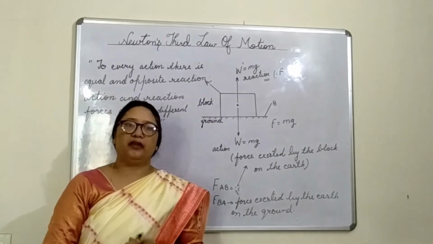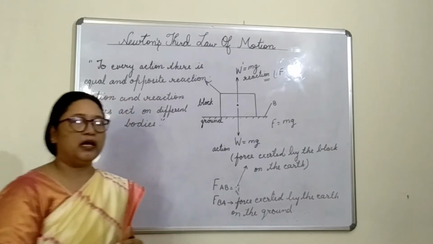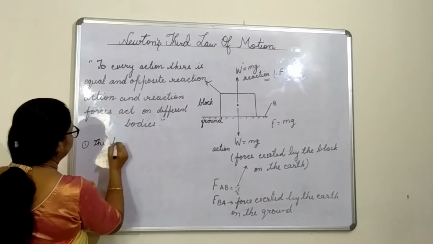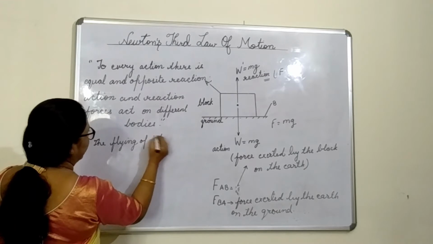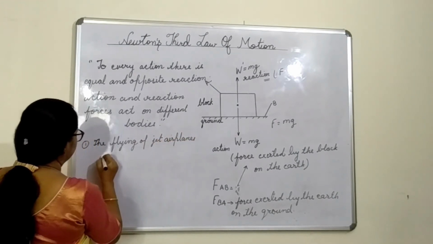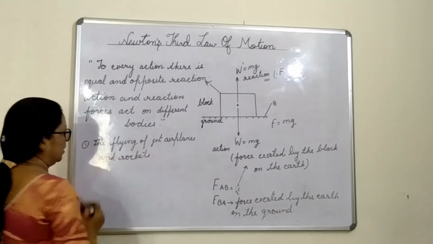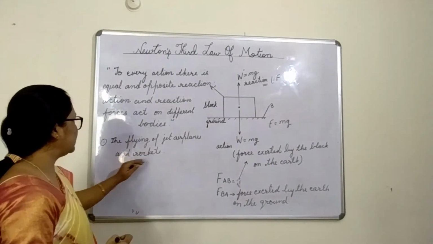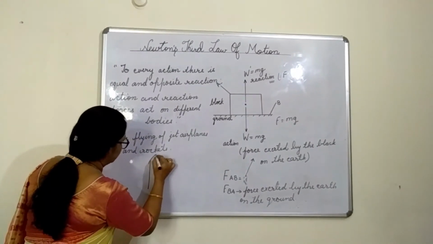Now next, I want to give you a few examples illustrating Newton's third law of motion. The first is the example of the flying of jet airplanes and rockets. Suppose this is a rocket.